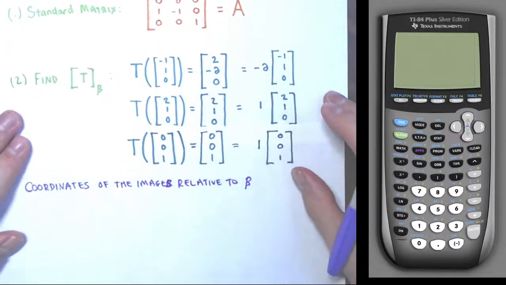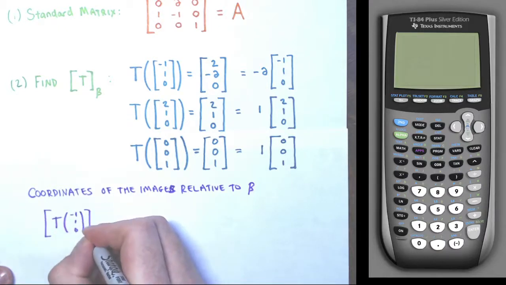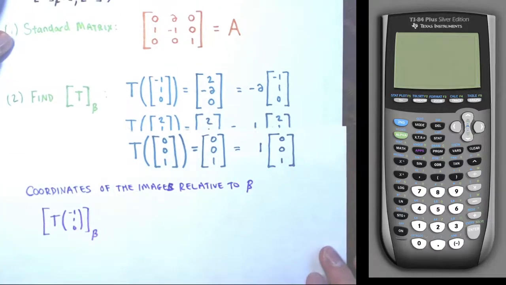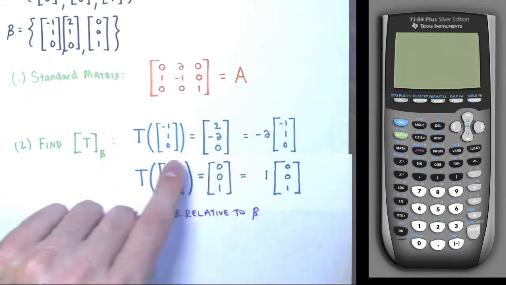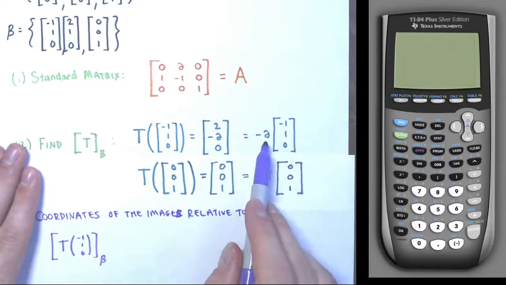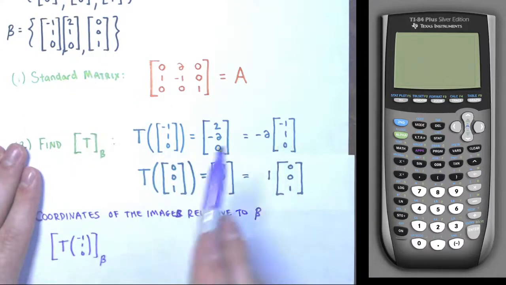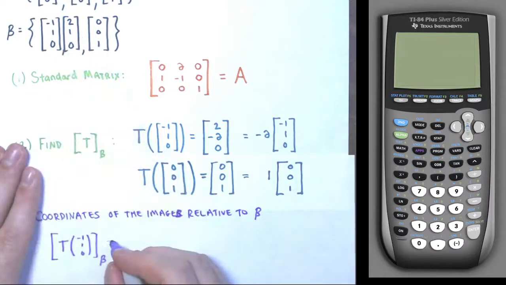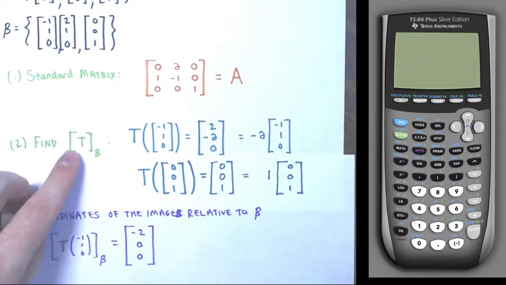All right, so what are the coordinates of T of negative 1, 1, 0 relative to basis B? Again, they're right there. Look at the order basis B comes in, this ordered basis. See this T of negative 1, 1, 0 is this. I have negative 2 times negative 1, 1, 0. So I have negative 2 times that first vector from B, and then 0 of the other two. So the coordinates are simply negative 2 on the first component of the coordinate vector, and then 0 of the other two. So this is going to be the first column of my matrix representation with respect to B.